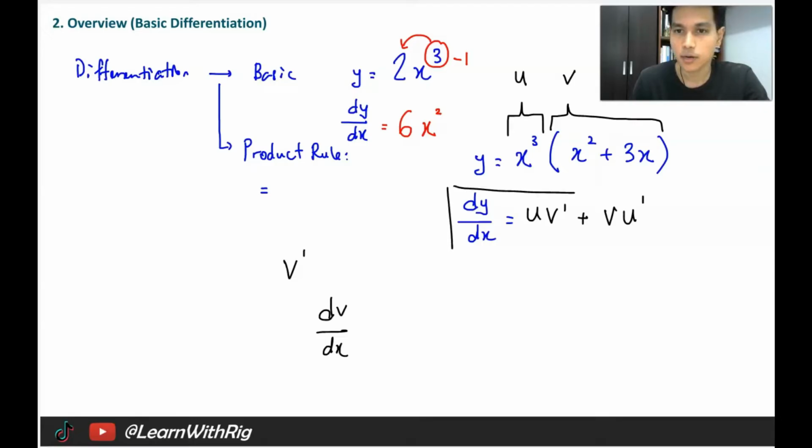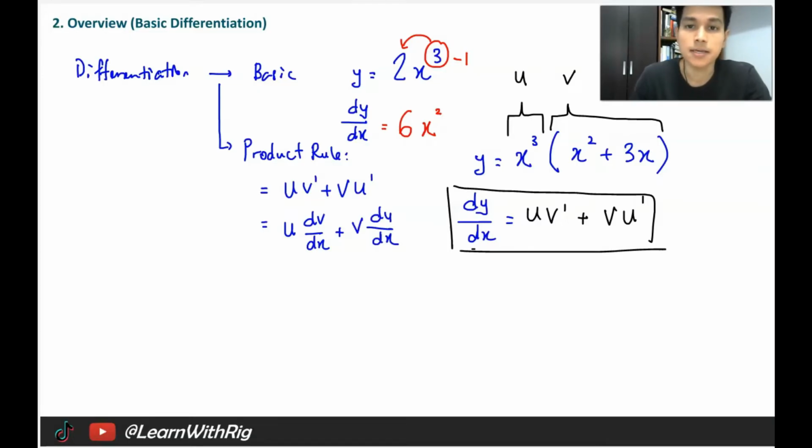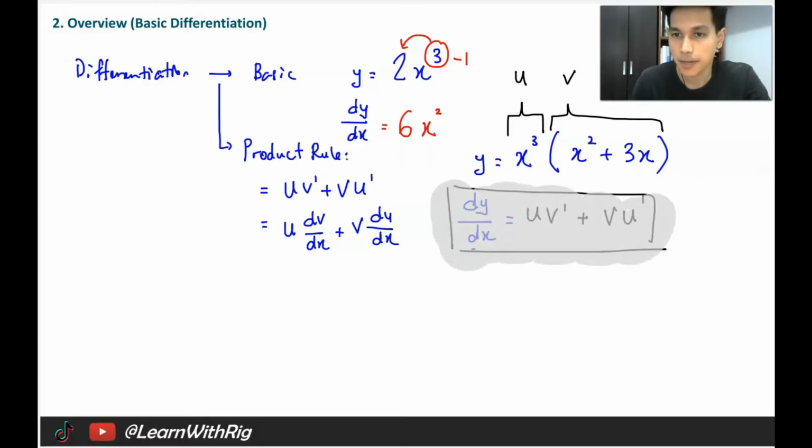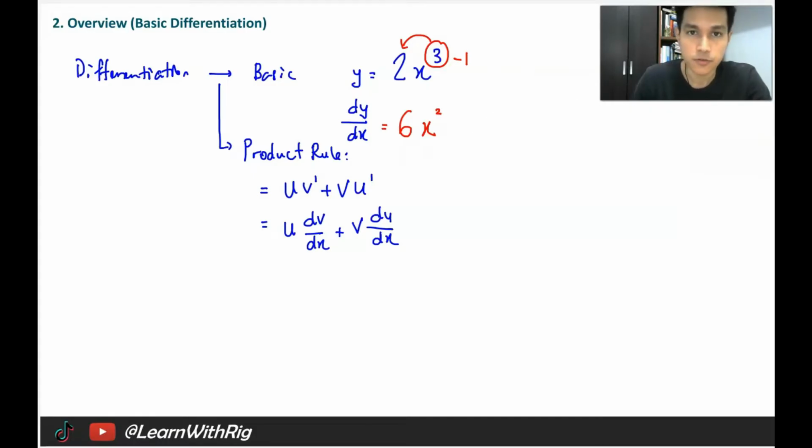This is product rule. Let me write here. You can write it two ways. Either you write u v prime plus v u prime, or you can write it in terms of u dv dx plus v du dx. It's actually the same meaning. Never mind, I'm just going to give you the formula and briefly explain now, so that later when we do the exercise you can understand. Don't worry if you don't understand right now.